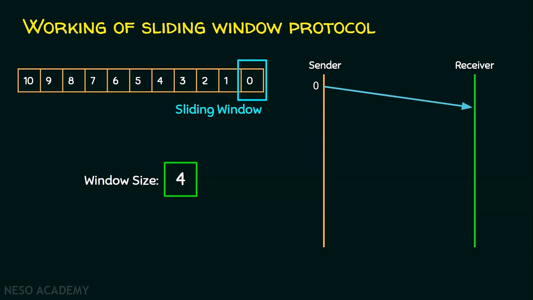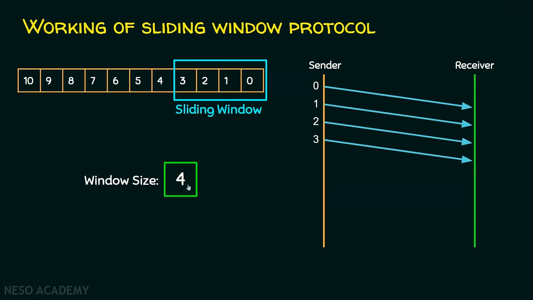Now in this case, frame 1 can be sent. Just see the sliding window. Frame 2 can be sent and frame 3 also can be sent. So a total of 4 frames can be sent at a time. Now after the receipt of frame 3, frame 0 will be acknowledged by the receiver.